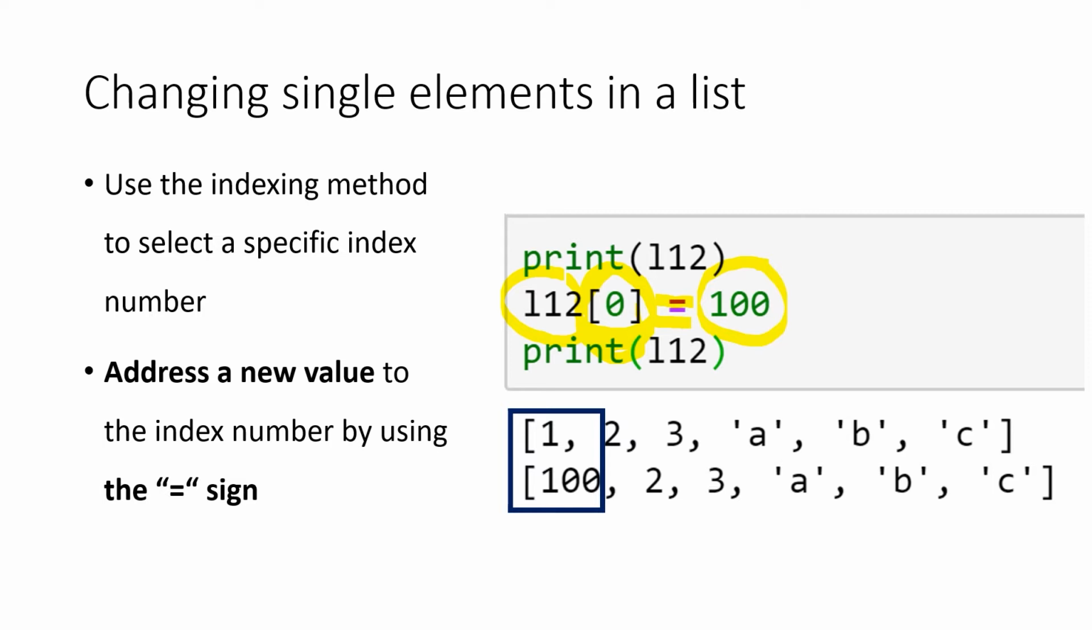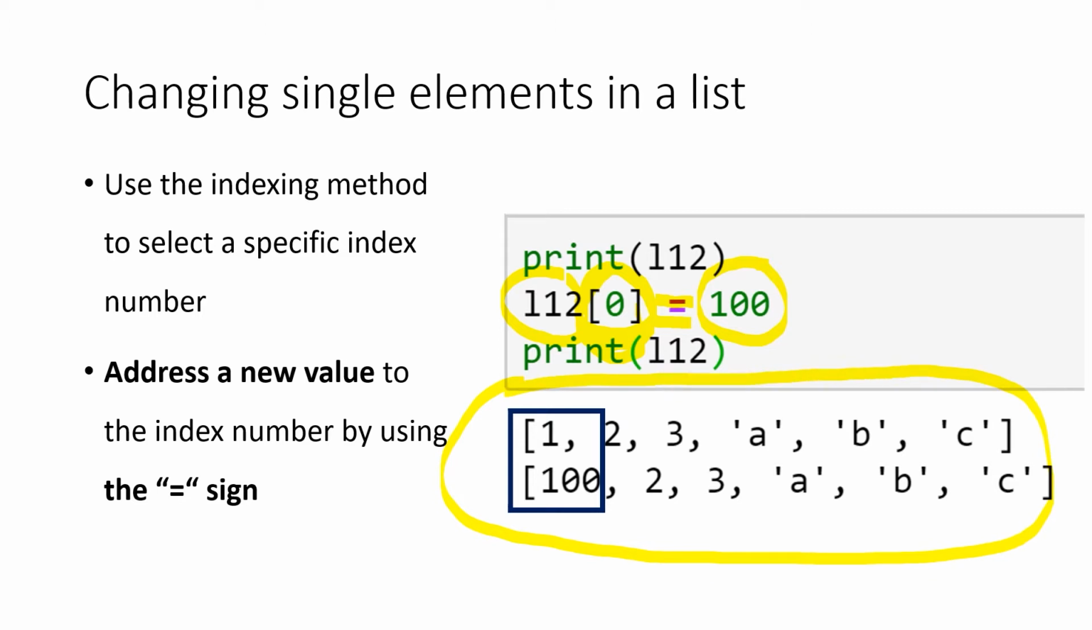If we look at the result now, we can see we have exactly the same list. The only difference is that the first element was changed from 1 to 100. Now, obviously we can do this also for multiple elements.